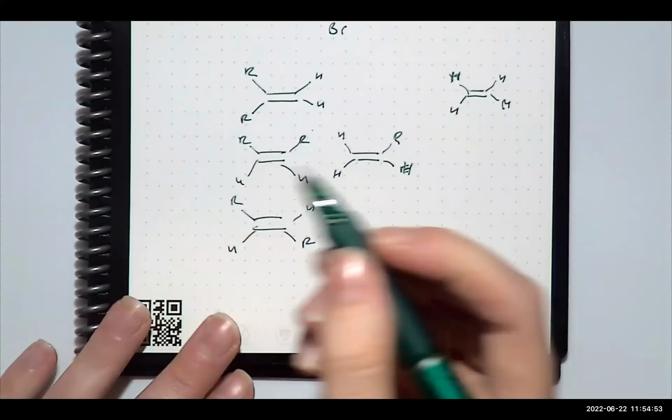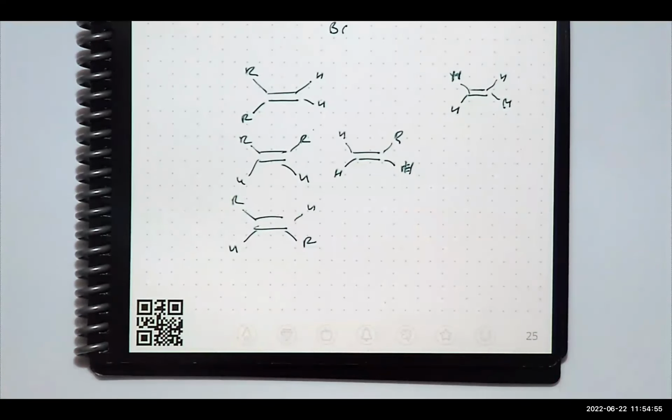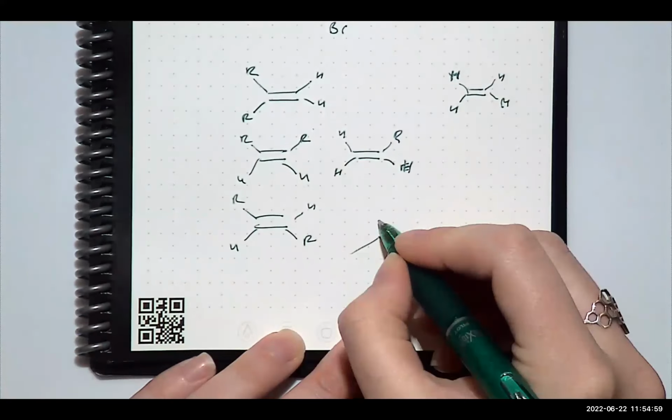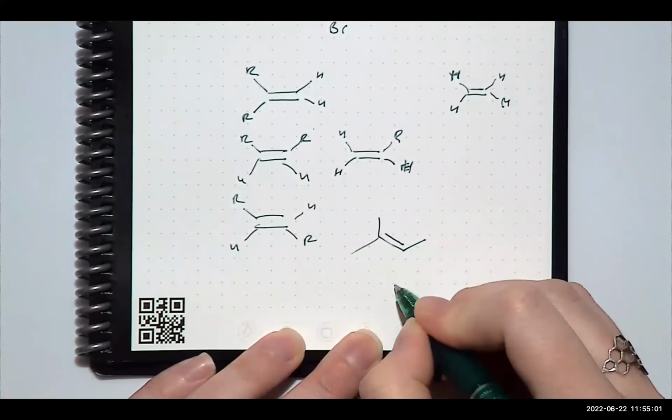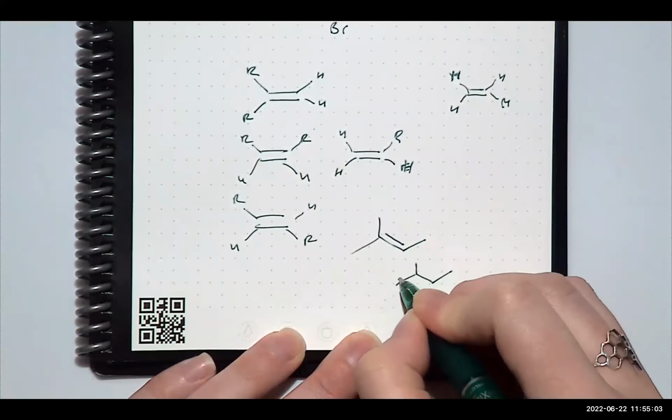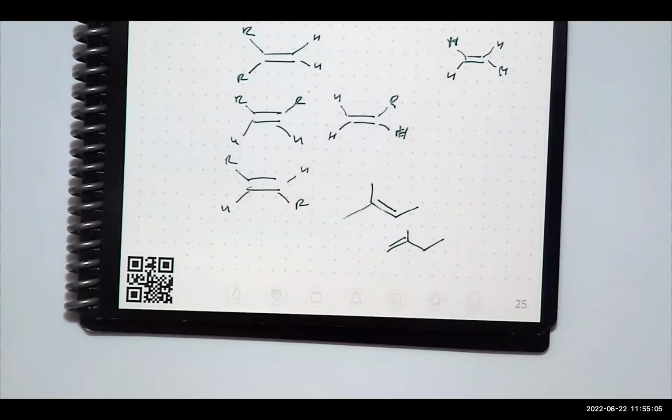And then there's tri-substituted where you get 3 R groups, and tetra-substituted when you get 4 R groups. So when we talk about internal alkenes versus external alkenes, the way I figure out how substituted these are is I actually draw in my implied hydrogens.